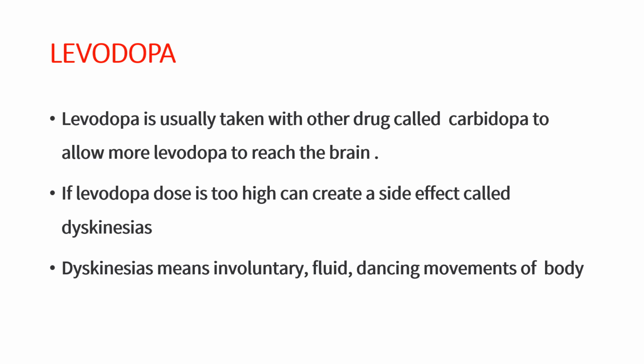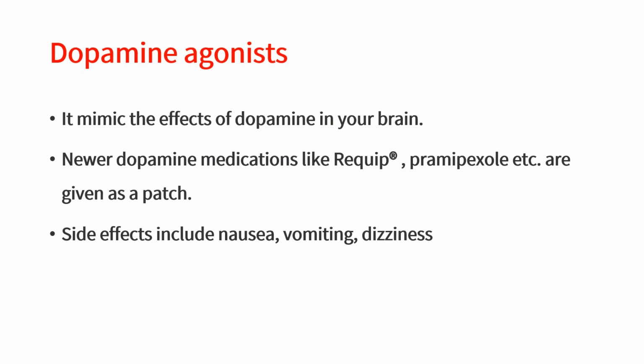If levodopa is too high, that can create a side effect called dyskinesia. What does dyskinesia mean? Dyskinesia means an involuntary fluid dancing movement of the body. Involuntary movement in the body will develop if the dose of levodopa is more. So this is the commonly used medication in Parkinsonism. And apart from that, dopamine agonists support or increase the effect of dopamine, or mimic the effect of dopamine in our brain.